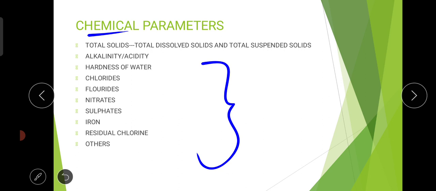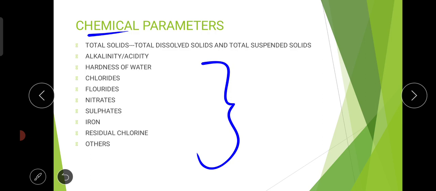Chemical parameters can be evaluated or estimated in the laboratory. They can be quantified. Here the total dissolved solids should be not more than 250 mg per liter. The suspended solids also should be not more than 250 mg per liter. Total solids should be less than 500 mg per liter.